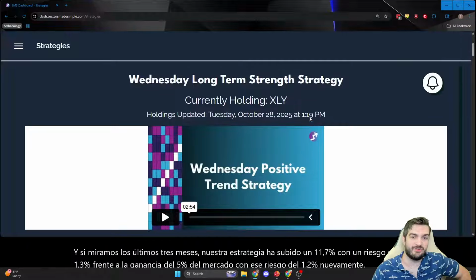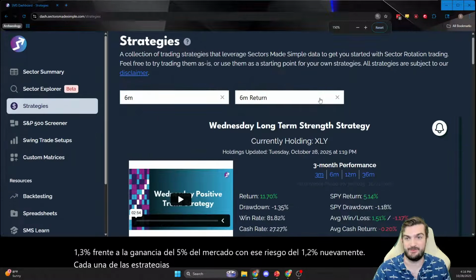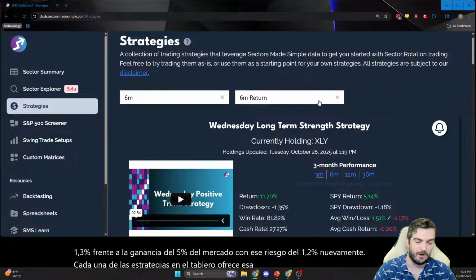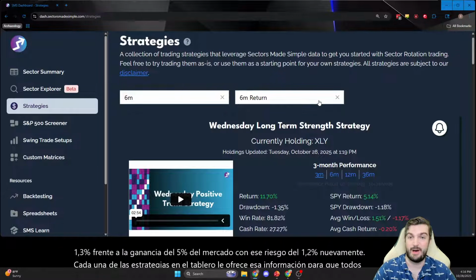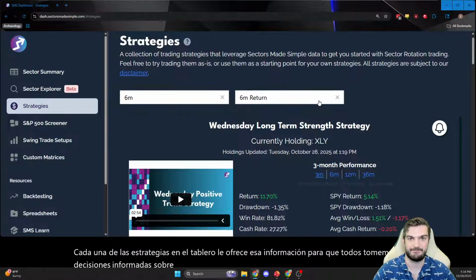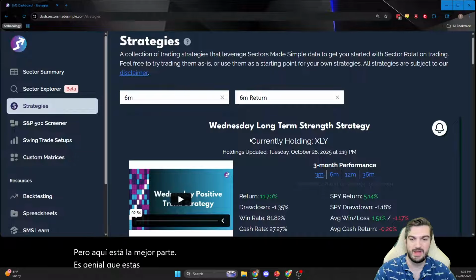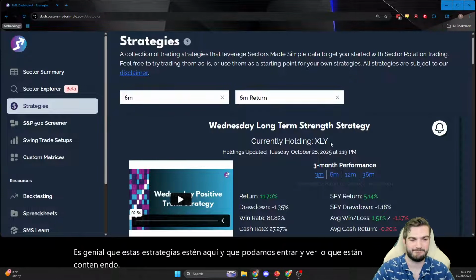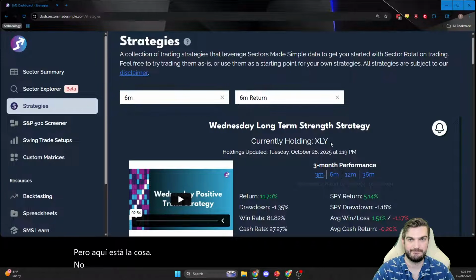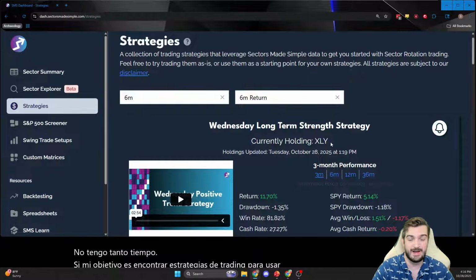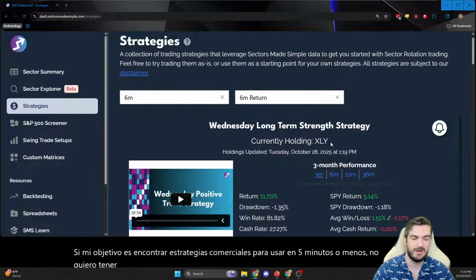Every one of the strategies on the dashboard offers that information to you so that we are all making informed decisions about what strategy we're most interested in. But here's the best part. It's great that these strategies are here and that we can go in and see what they're holding. But here's the thing. I don't have that much time. If my goal is to find trading strategies to use in 5 minutes or less, I don't want to have to set a reminder on my phone, come in here, and remember to trade the strategy.